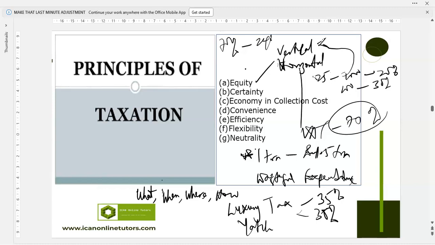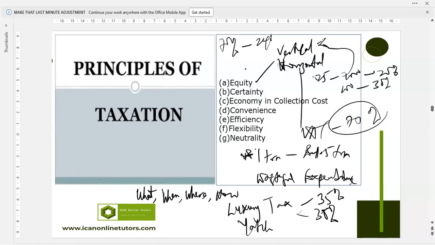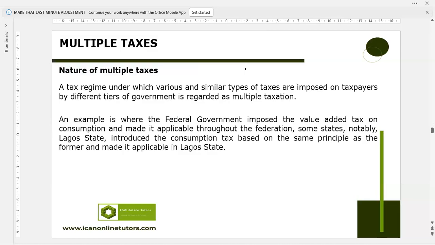So the tax system should yield enough revenue to the government and also not hinder production. Let's see infrastructure projects having an impact in our social lives, securities and the likes. A good tax system should also have political acceptability. Sorry, I kept these slides initially for my explanation of each of those principles of taxation.